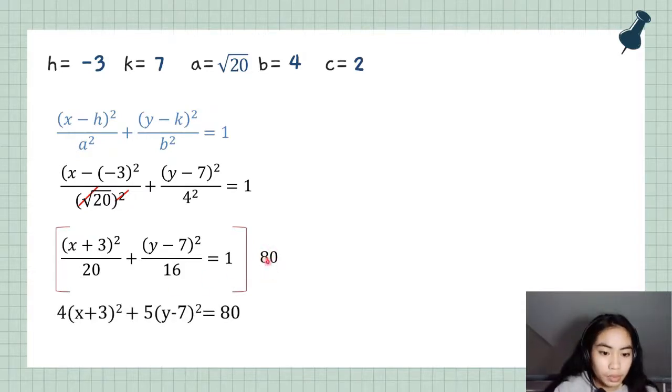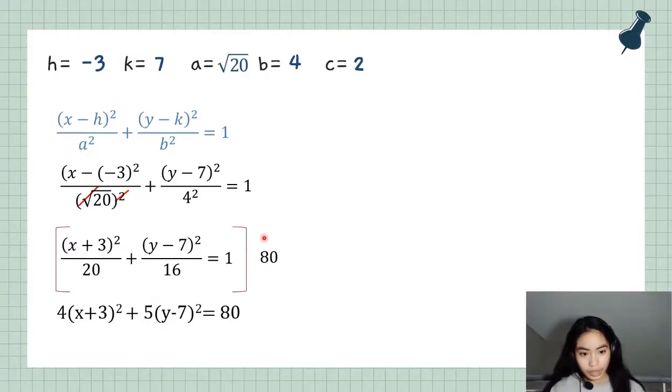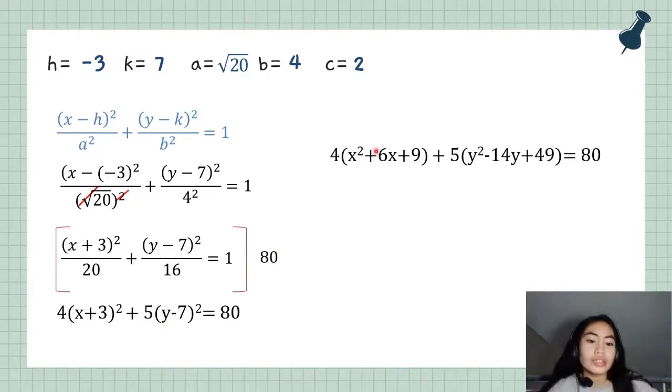And then what we do is we divide 80 by 20, then multiply it by 1. So that will be 4. 80 divided by 16, multiplied by 1, will be 5. And multiply 80 by 1. And then we need to square the binomial.